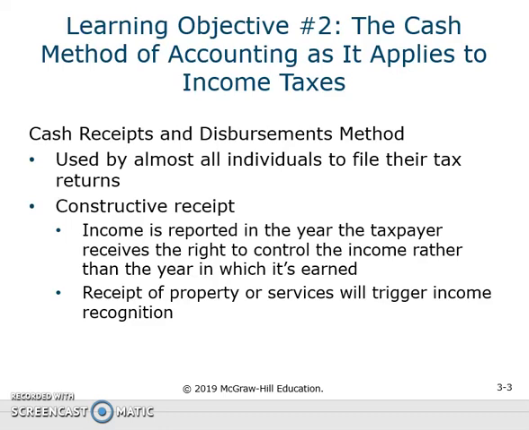So the constructive receipt rule means that, like, if a taxpayer has a mailbox that all of their paychecks are sent to, and they don't check the mailbox for the entire month of December, although their paychecks are sitting in the mailbox, they have the right to control when that income is deposited and they've received it. So all that income that is sitting in their mailbox in December would still be taxable in that prior tax year, which includes December, even though they haven't deposited or used those funds.